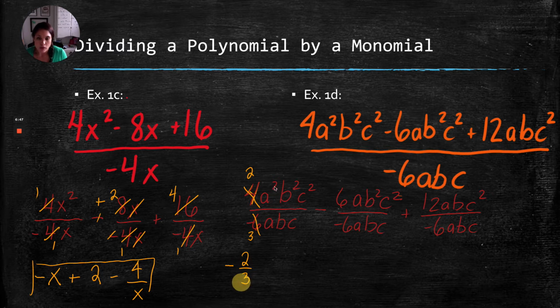a squared, so a to the second power minus 1 is a. b to the second power minus 1 is b. And c to the second power minus 1 is c. So this is 2 times a times b times c over 3. Okay, so then I have a minus sign and a minus sign. These are going to cancel out and become a positive. So this is going to be a positive sign. Let's simplify. 6 goes into 6 one time. 6 goes into 6 one time. These are going to cancel out. a over a. I've got a b to the second power minus a 1.